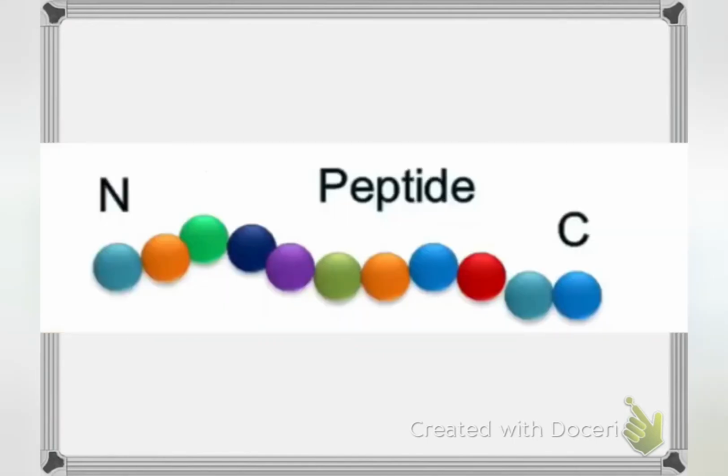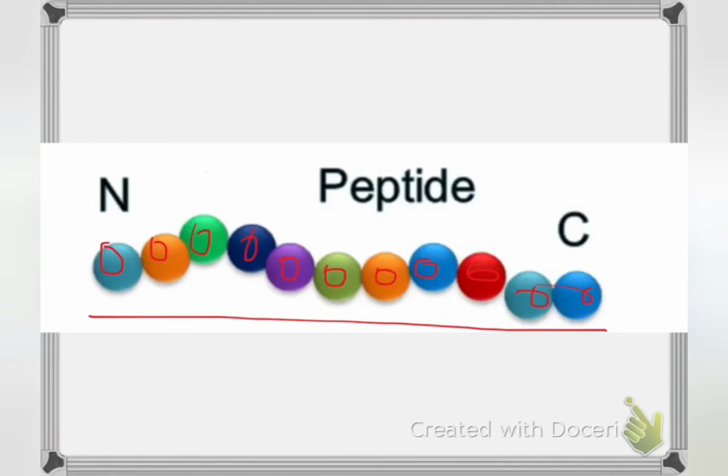Now look at this figure. This is a polypeptide chain. In this you can see a number of amino acids linked by peptide linkages. Here you can see the N-terminal end, and this is the C-terminal end.